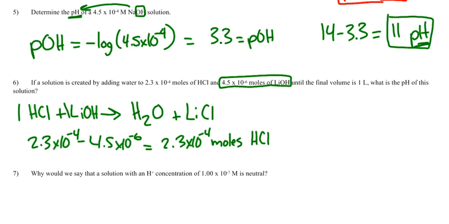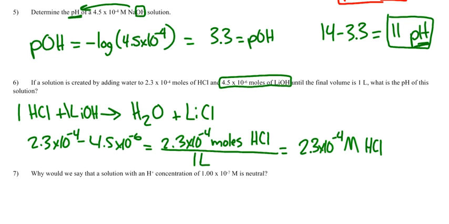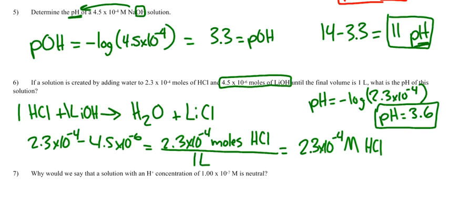Now, my pH formula does not have moles in it, but it does have concentration, which is molarity. So all I have to do now is divide this by my volume, which was just 1 liter. Makes it real easy. And I get my molarity. It's just going to be 2.3 times 10 to the negative 4th molar, capital M, HCl. Now I can easily calculate pH. All I have to do is pH is equal to negative log of my H plus concentration, which is going to be 2.3 times 10 to the negative 4th. What I get is a pH of 3.6. All right. That one wasn't so bad. It seemed a little tricky, but we got through it.